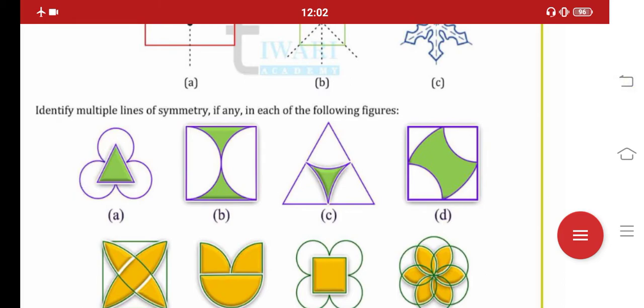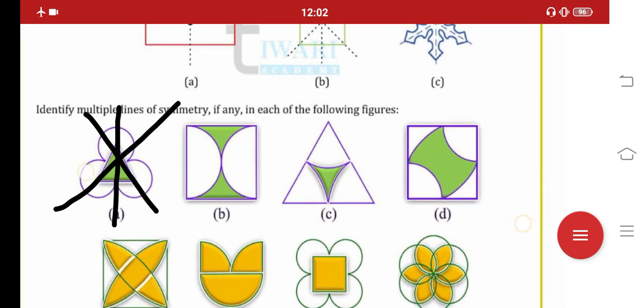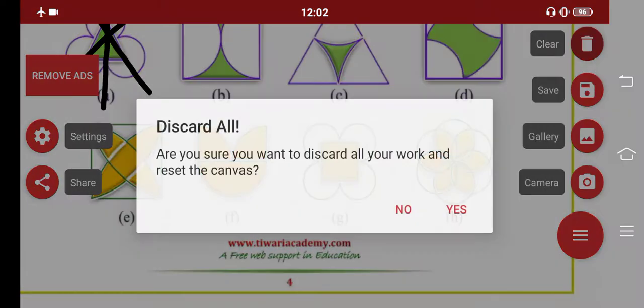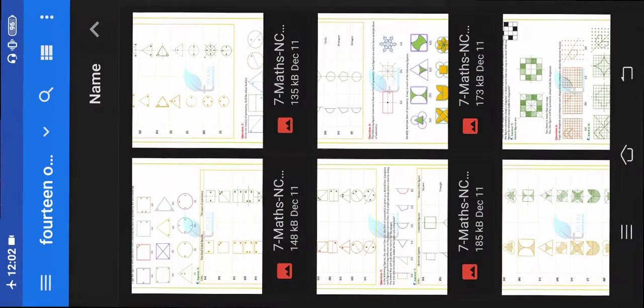So let me show you the first example. We can draw a vertical line of symmetry and two inclined lines of symmetry. So we can divide this first given figure into three symmetrical parts. What is the answer given here? See, first one, here is the answer.